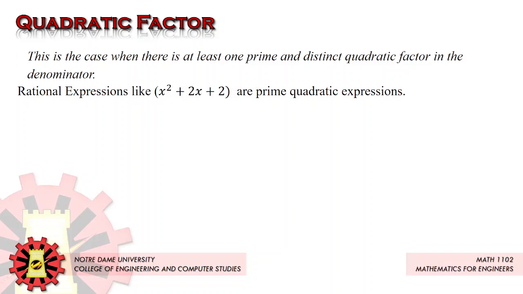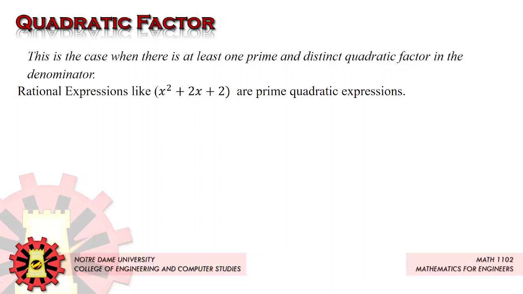So, ito, prime siya. We cannot factor it out further. Wala na siyang factor. Then, it's raised to 2, or the degree is 2, meaning it's a quadratic expression. So, pag ganyan yung denominator natin, or may isa man lang na ganyan sa denominator, may it be accompanied by a repeating linear or a distinct linear, as long as may kahit isang ganyan lang, that's a distinct quadratic factor, then we consider that the third case.